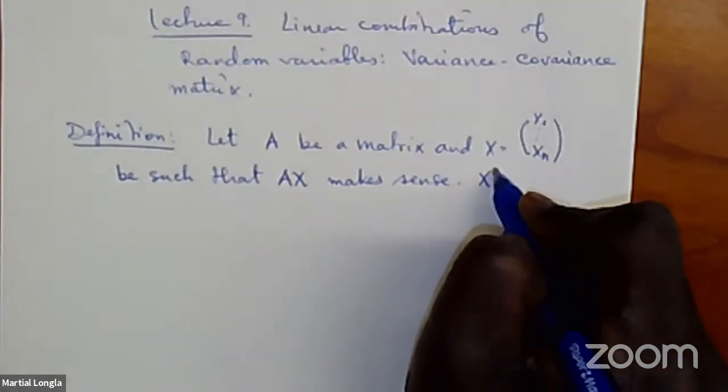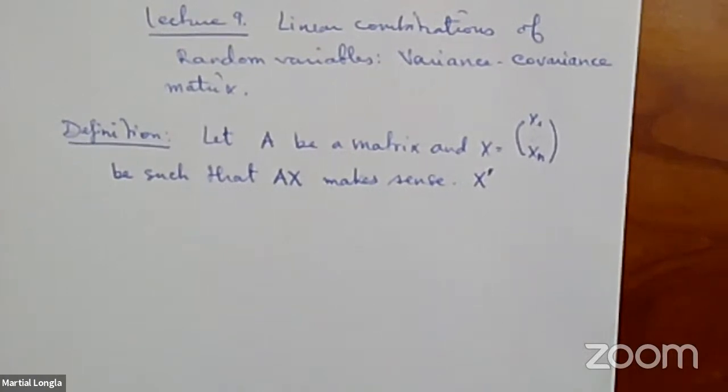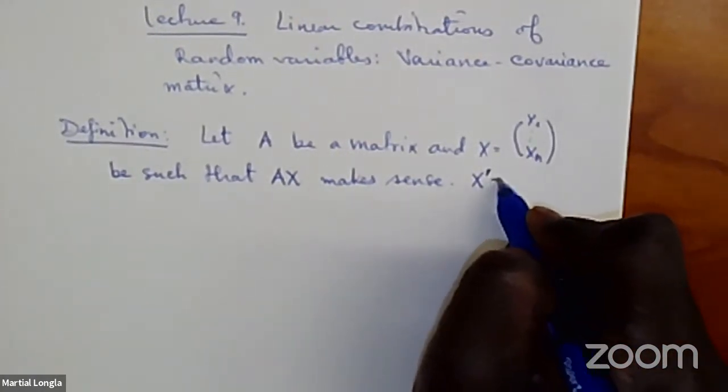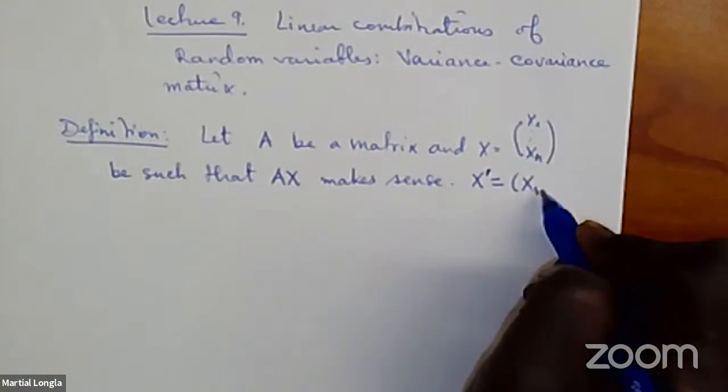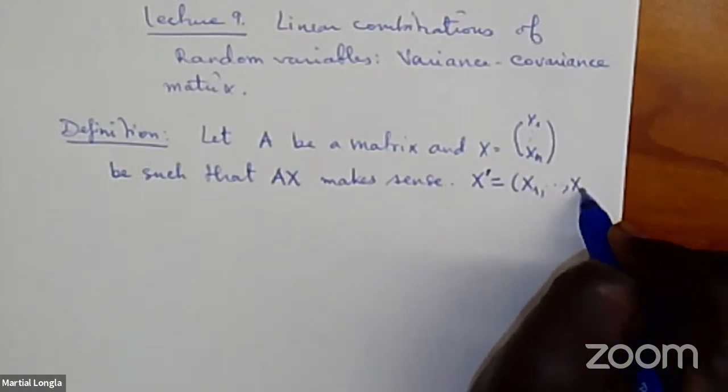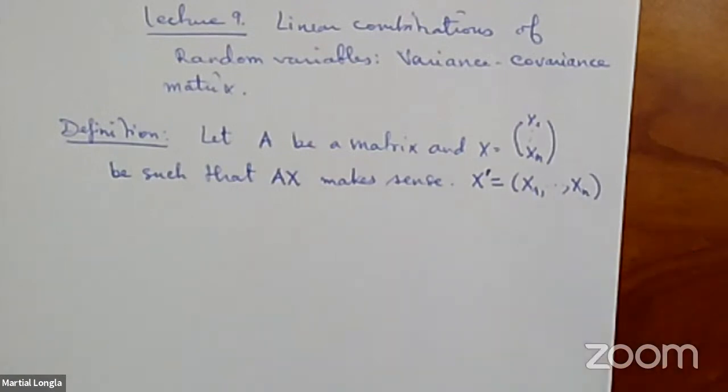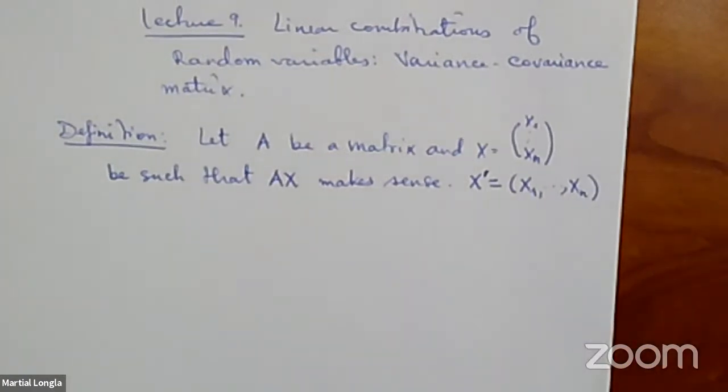X transpose, when you see this sign on X, that means transpose. So that vector, when you transpose it, it becomes the row. So transposition turns a column vector into a row and turns a row into a column.